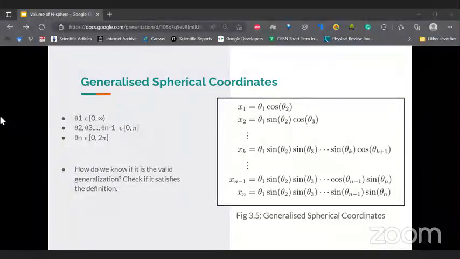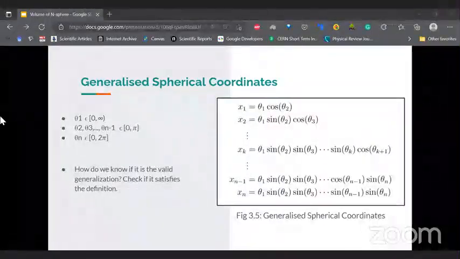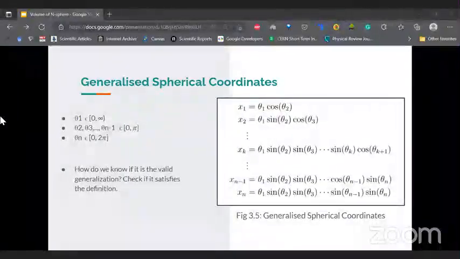So what we have arrived at is our general spherical coordinates through mathematical induction from the patterns that we saw previously. Note that theta1 ranges from 0 to infinity, and theta2, theta3, all the way till theta n minus 1 ranges from 0 to pi, and theta n ranges from 0 to 2 pi.